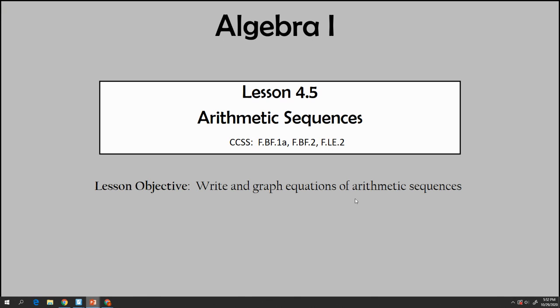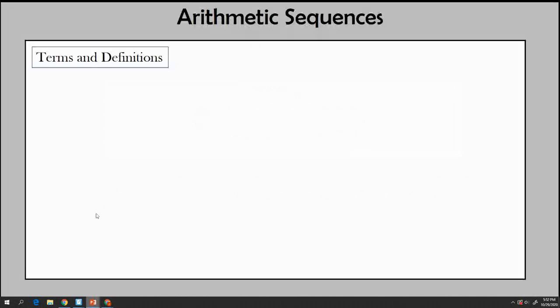All right, we're going to begin lesson 4.5, and it's on arithmetic sequences. The objective today is to be able to write and graph equations of arithmetic sequences. We're really not going to get into the graphing today, but we're going to look more at what these arithmetic sequences are all about, what they mean, and be able to identify them and write them, and use the explicit formula to answer questions about them.